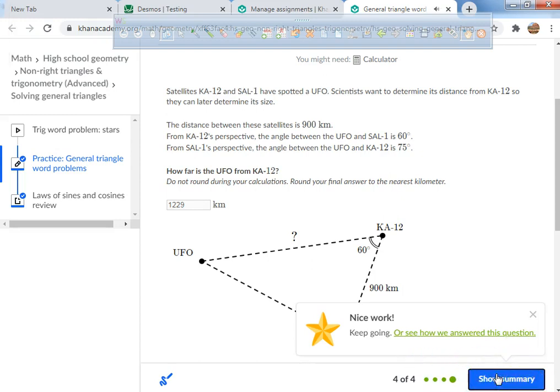By the way, what are we using on this? Either law of sines or law of cosines. One or the other. Good luck.